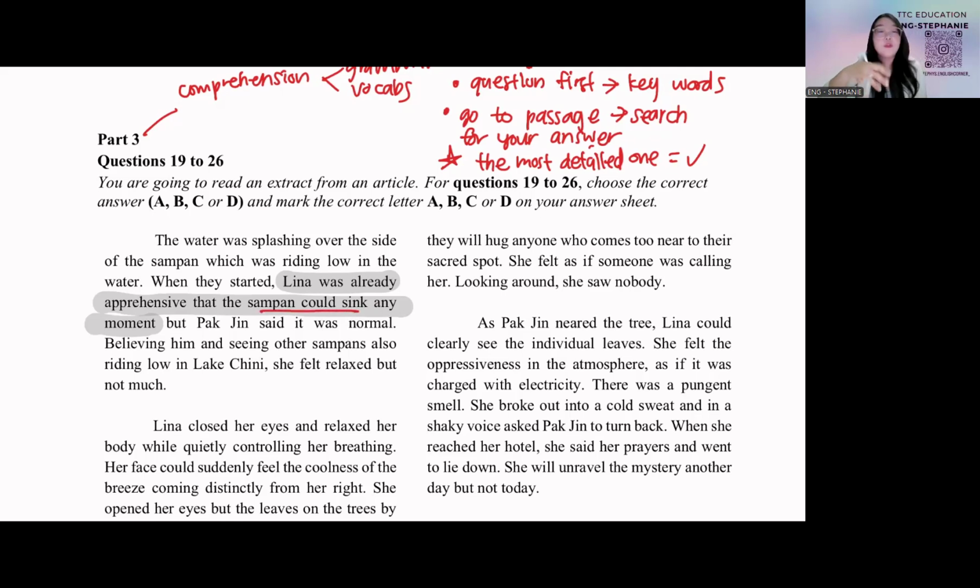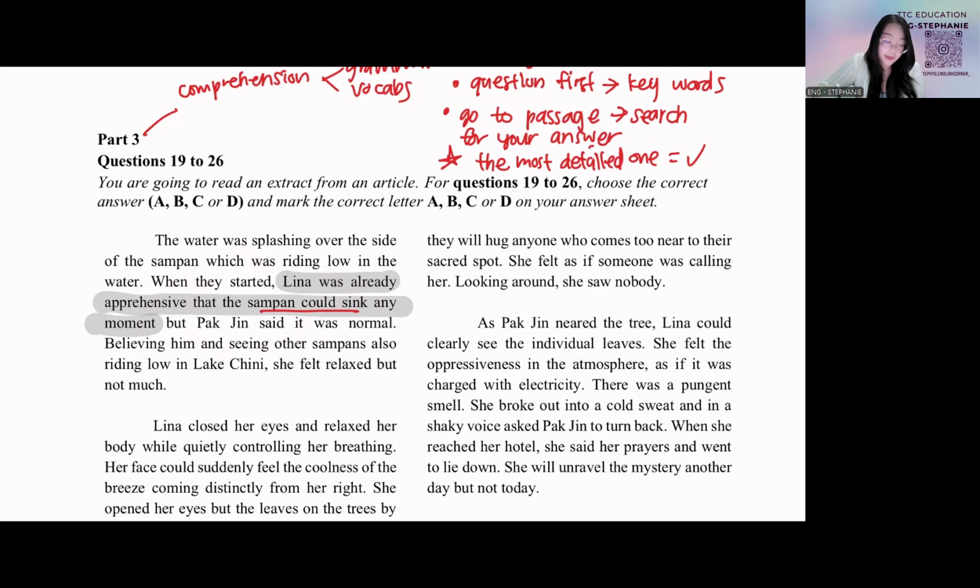Okay, and of course we have to use the elimination method. Why can't it be A? Water splashing over the side of the sampan. Okay, that one is at the front, which is not the main concern. This is not the best answer. Yes, it's here, but it's not the best answer because it's not the closest to the keywords.